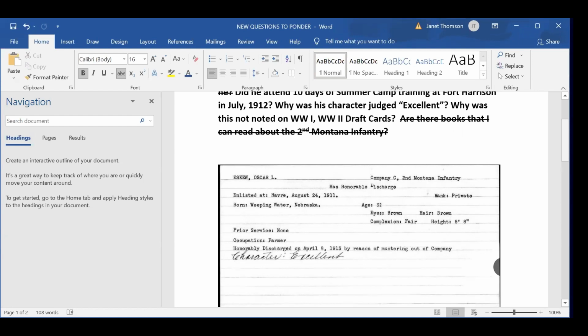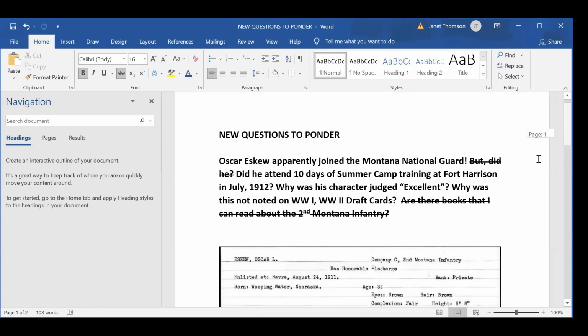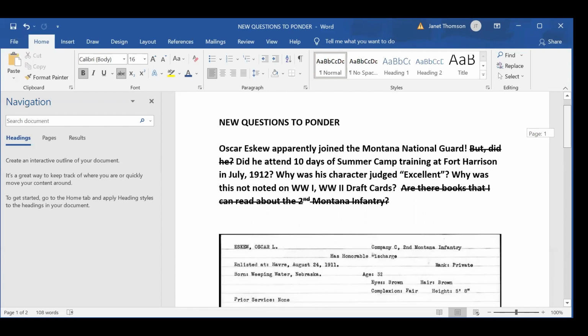And he was a farmer. He had 3 kids by then. He was discharged on April 8, 1913 by reason of mustering out of the company. It was funny because one of my first questions was, okay, can I find any records? It looks like he joined. Did he attend 10 days of summer camp training at Fort Harrison in July 1912? I can tell you they got paid $1.50 a day, so it would have been important to him. But now I've got to see if I can find the muster papers.